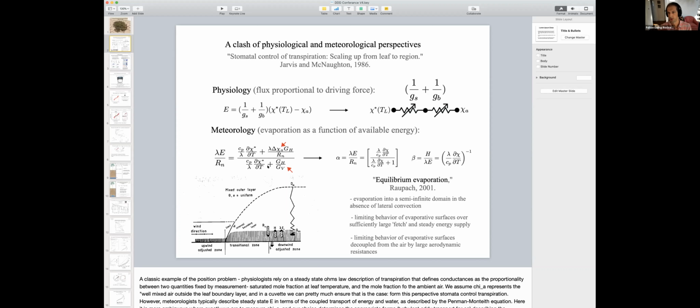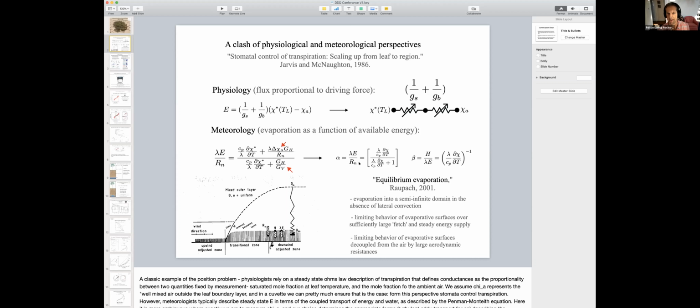To try to get away from those complicating factors, it was natural for these atmospheric physicists to consider limits to these equations. So in the limit that you have kind of a semi-infinite atmosphere in which you're evaporating into, and there's no lateral wind flow or anything like that, you can eliminate the ambient humidity. You can eliminate these transfer conductances or resistances, and you end up with a really beautiful description of the proportion of radiant energy that gets turned into latent heat transport and so evaporation.